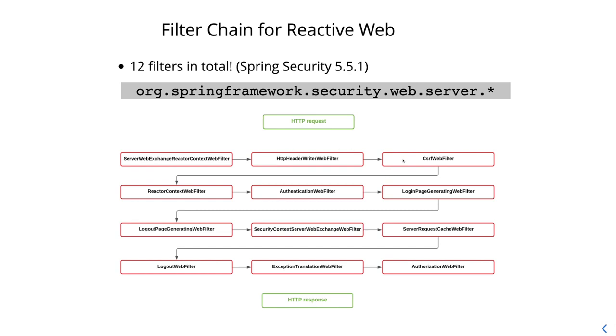Next, CSRF protection is applied, so cross-site request forgery protection filter. The protection is enabled by default and the CSRF token is stored in the web session. More information on how CSRF works is in the description section below the video. The next filter in the chain establishes what we call a security context. Security context simply contains the currently authenticated principals, such as the user password token I showed in the previous slide.